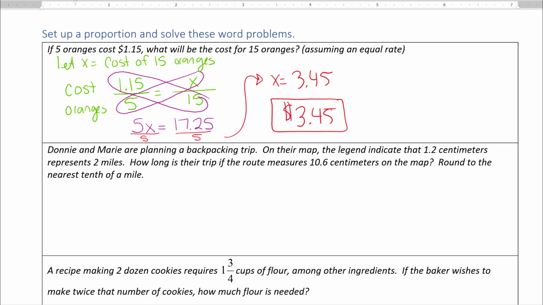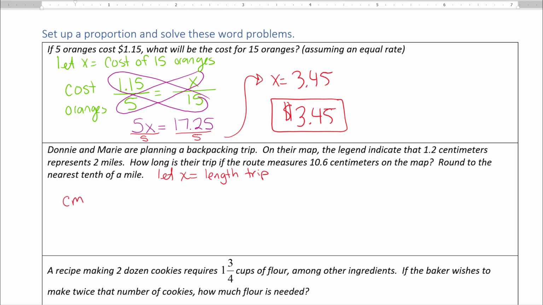Next problem, we're talking about Donnie and Marie, who are planning a backpacking trip. The legend indicates that 1.2 centimeters on the little map represents 2 miles in the real world. So how long is their trip if the route measures 10.6 centimeters on the map? And we're rounding to the nearest tenth of a mile. Let's see. So we have let x equal the length of their trip, the actual length of their trip. And we're going to set up a proportion.